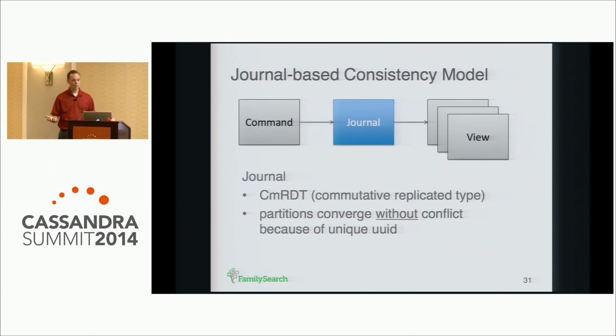If you're familiar with CRDT words, commutative replicated data type, there's commutative replicated data type, and the journal is commutative. That means if you have a cluster partition, and you write one journal entry on one side and another journal entry on the other side, if the partition heals, they come in and they just interleave together, because the primary key is a time UUID, and so they are unique. Partitions converge without conflict because of the time UUID.